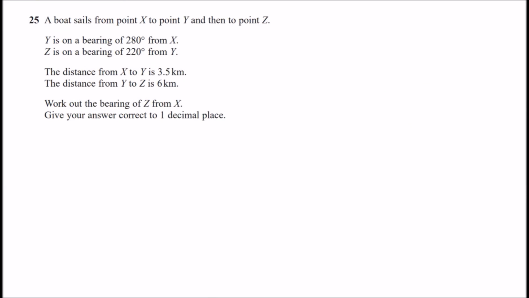Alright, guys, number 25. Let's do this. So a boat sails from point X to point Y and then to point Z. Y is on a bearing of 280 degrees from X and Z is on a bearing of 220 degrees from Y. Okay, so let's stop there for a second. When you deal with bearings, you always start from the statement where it says from something, because that's where you begin. You never start from Y to go to X, you go from X to go to Y, so from.